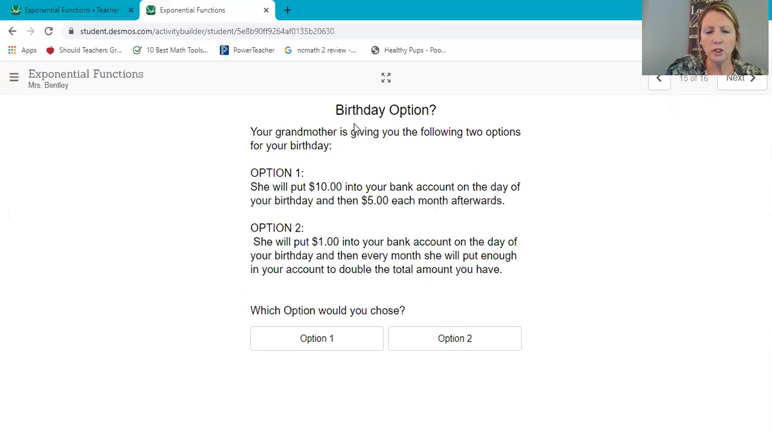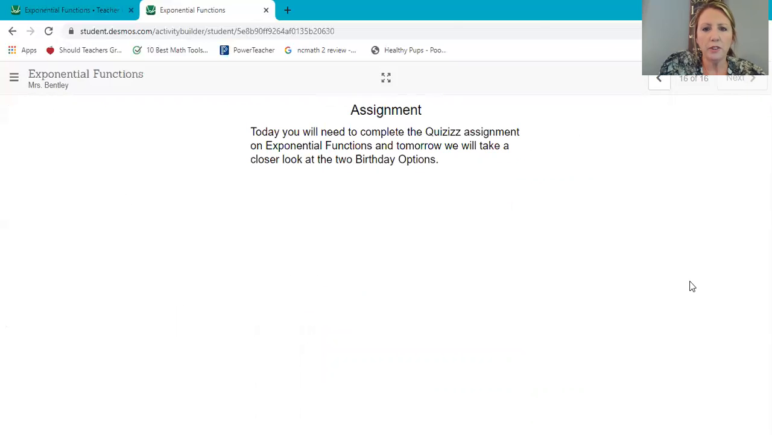Okay, and then this last one is just something for you to think about. I'm giving you 2 options of how your grandmother is willing to give you money for your birthday. And I want you to pick which option you think would be the best. And then tomorrow when we come back together, we're going to talk about these 2 options and actually graph them and compare them. So answer option 1 or option 2, and then we'll learn more about those options tomorrow and see if you made the best choice. Okay, and then your assignment for this lesson is today you will need to complete the quizzes assignment on exponential functions, and tomorrow we'll take a closer look at the 2 birthday options.